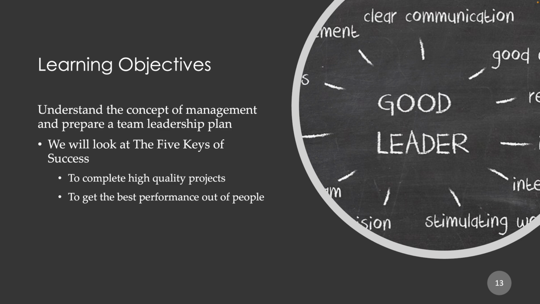And of course, throughout your career, you're going to be completing projects. How can we complete high quality projects? How can we get the best out of people? It's not easy, my friends, not easy. Also look at managing our careers. What should we be doing at different stages of our lives? Oh, I hope you're excited about this course.